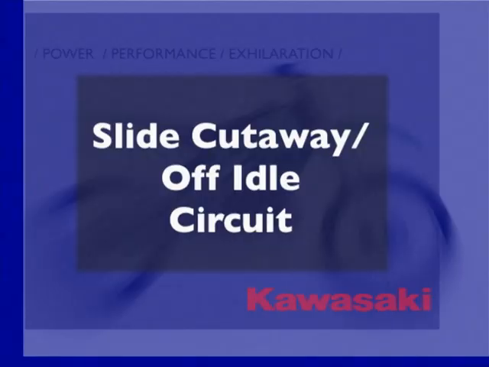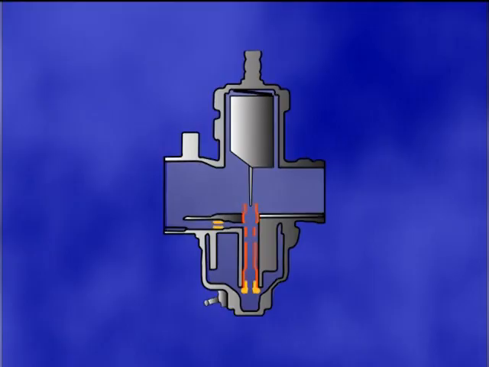The slide cutaway determines the air-fuel mixture from 1/8 to 1/4 throttle openings. The circuit uses a cutaway section of the slide to determine the amount of air that is mixed with the incoming fuel. Fuel for the circuit is provided by the pilot and mid-range circuits.